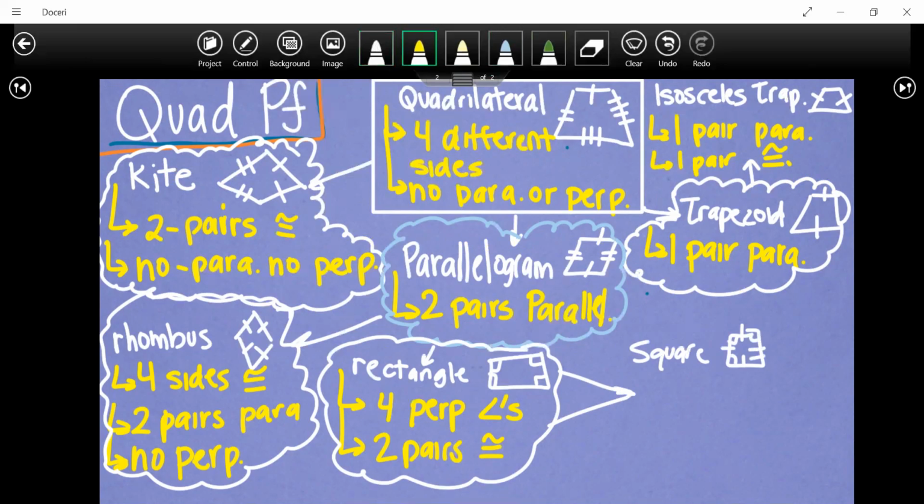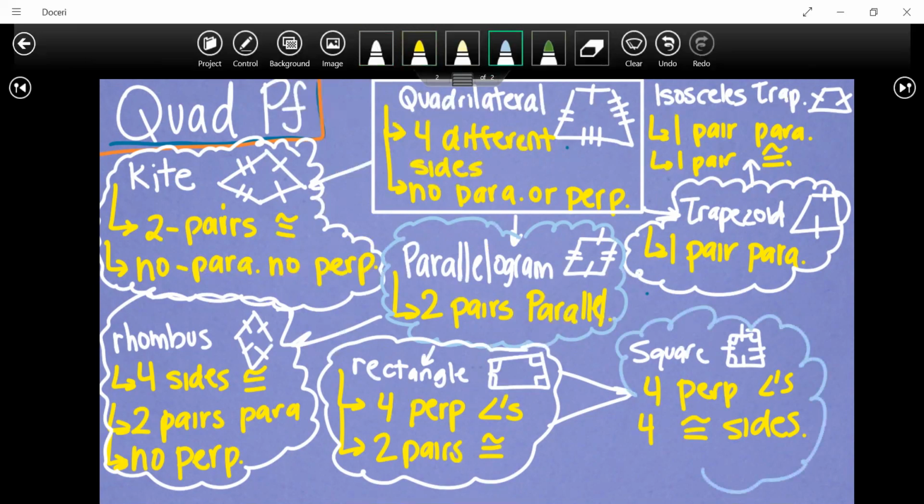So the way we're going to write that is four perpendicular angles, four congruent sides. And if you can get that, then you're free falling.